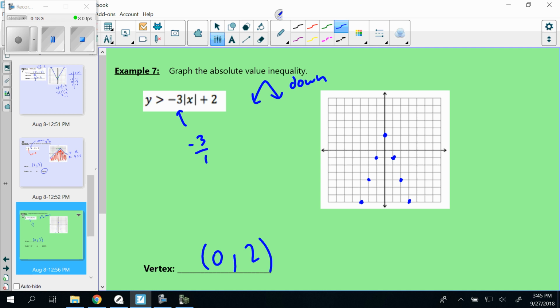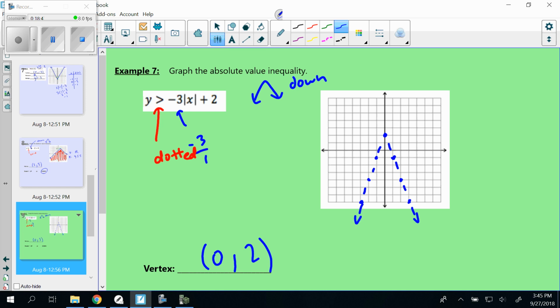Okay, now we've got to check what kind of line we should be using. This one should be a dashed or dotted line because it doesn't have the equal to. So when we're connecting these, don't use a solid one. So it looks like that.